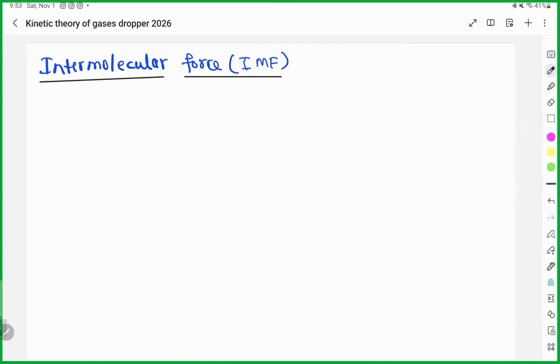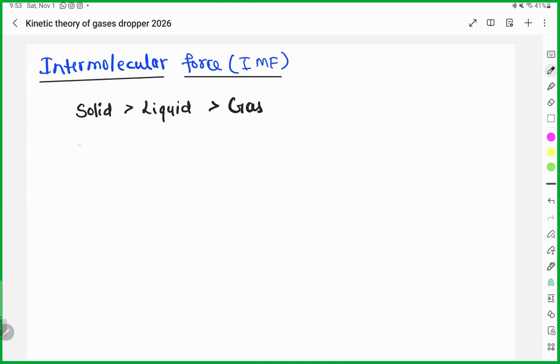Pratigya, Anvita, Chandana, all of you answer this question. Which has more intermolecular force? Solid, because in a solid the particles are very close to each other. They are closer, so more force. Then liquid, then gas.